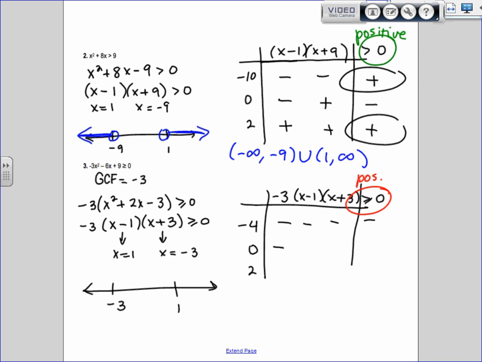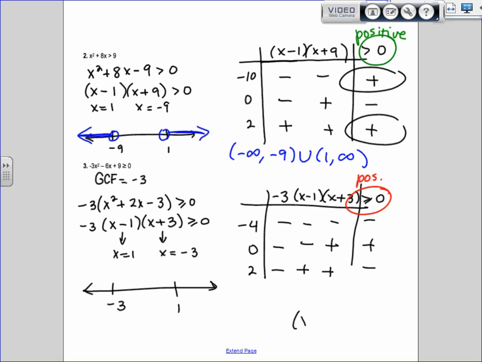If I plug in 0, I get -1, positive 3. That's positive. And if I try 2, I get a negative, positive, positive, so I get a negative. It should always alternate on these parabolas. If it is not, there's something wrong. As long as you have two critical values, I guess you could say.